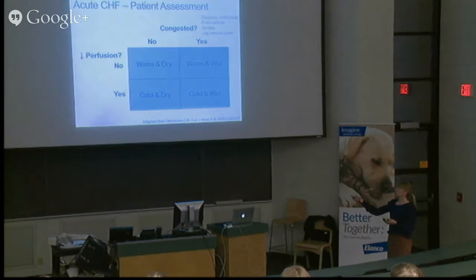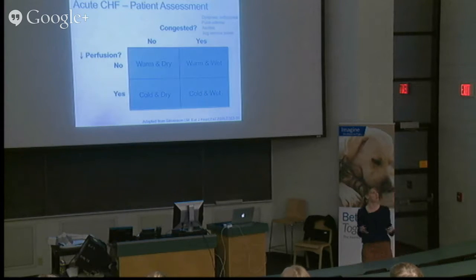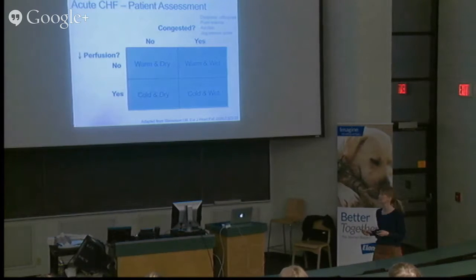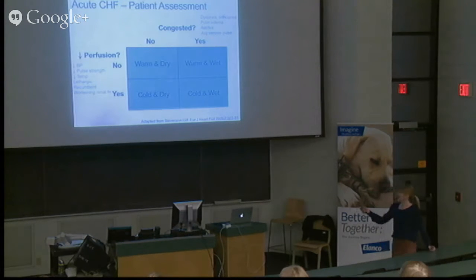We also simultaneously want to assess their perfusion status. So what are some things that we can look at to assess perfusion? We want to look at blood pressure, for instance. Are they hypotensive? Do they have a reduction in blood pressure? Or maybe even more simple than that, do they have a reduction in their palpable pulse strength?